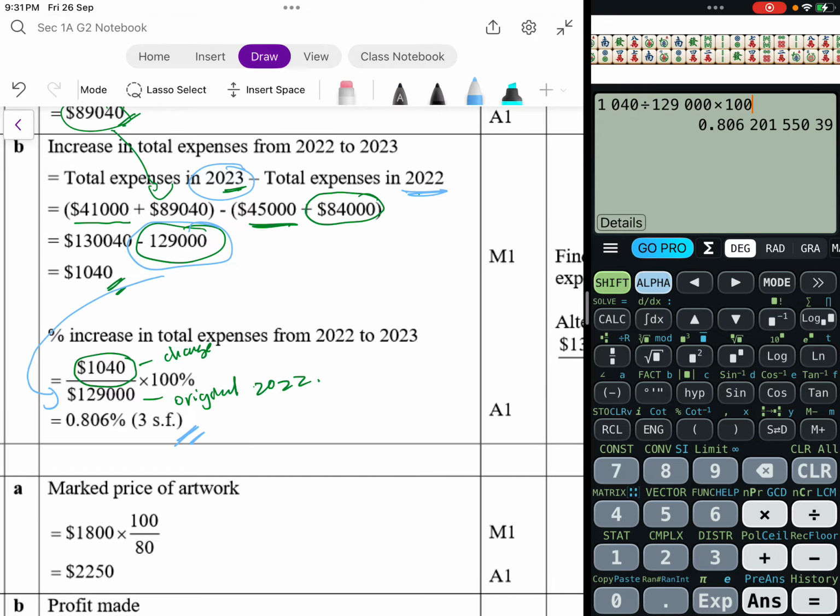Okay, so times 100. So you can see 0.806%, trace semicolon figure.